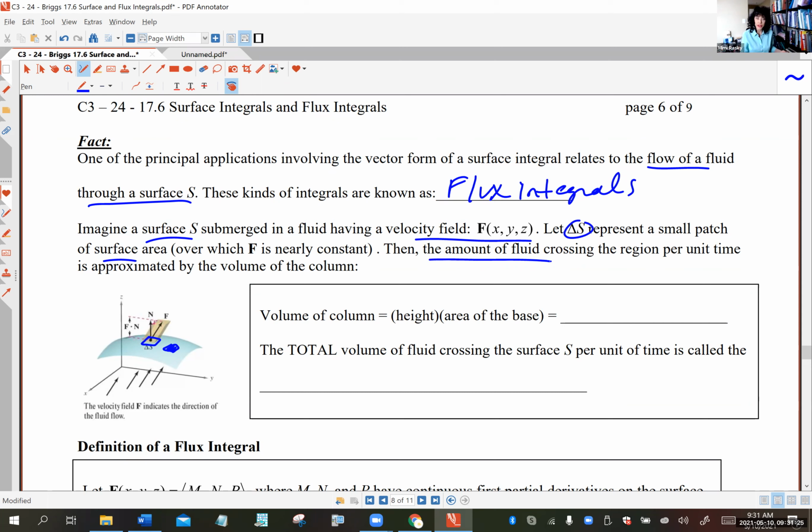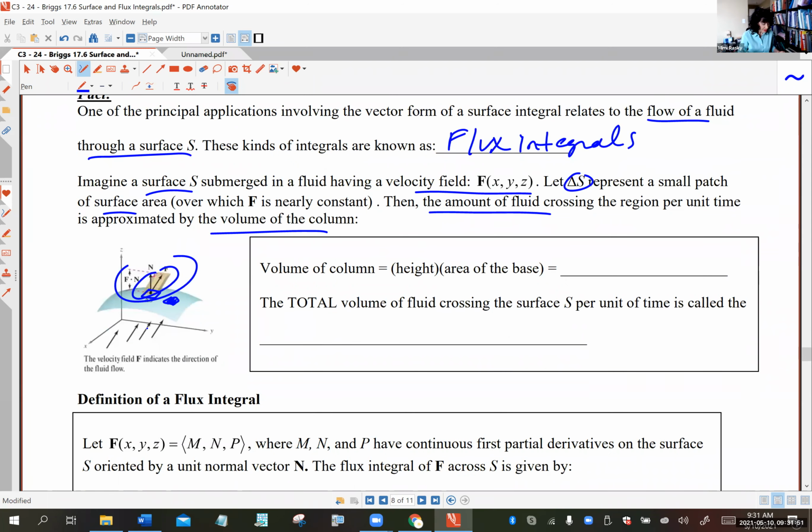The amount of fluid flowing across that little patch per unit time is approximated by the volume of this column. So you have a little stopwatch and you click and then stop, and you'd have that much fluid just flew past your little patch. Or bananas, whatever material you're trying to figure out the flux of, water, bananas, whatever. So the volume of the column is the height of this column multiplied by the area of the base. Well, the base is just that little patch.